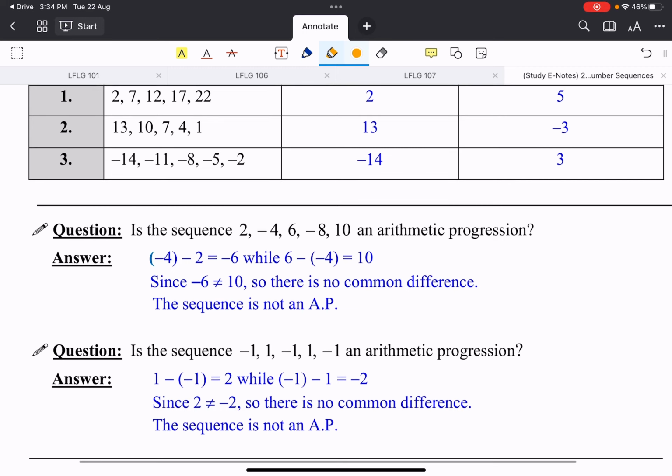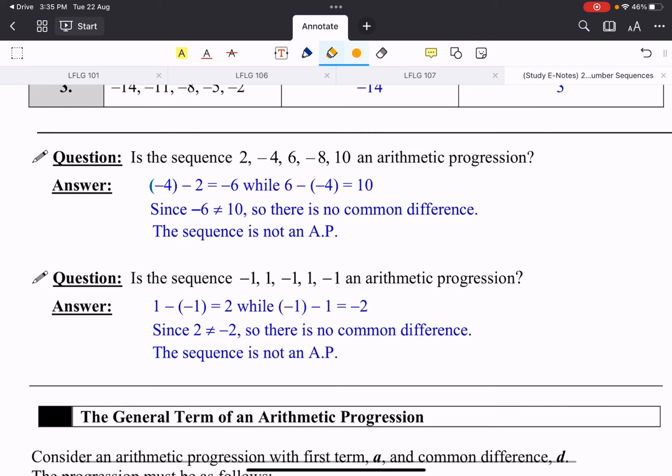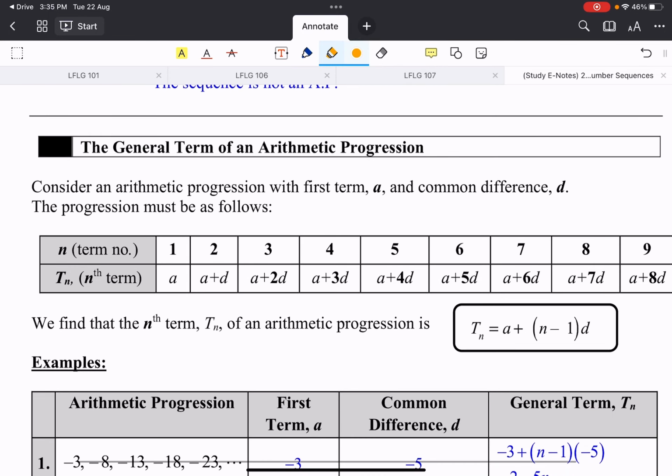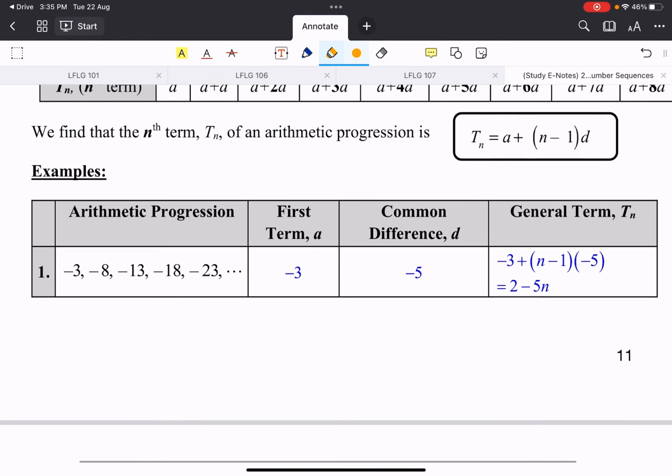So how about this sequence? Again, there's no common difference. You cannot add 2 in one step, and in the next step subtract 2, and then add 2 again. It doesn't work. It's still not an AP. So AP, we have dealt with it. This is what we have done. AP is what we have been doing so far.